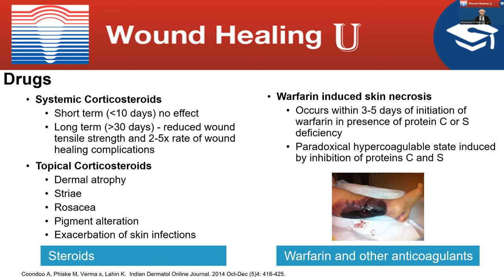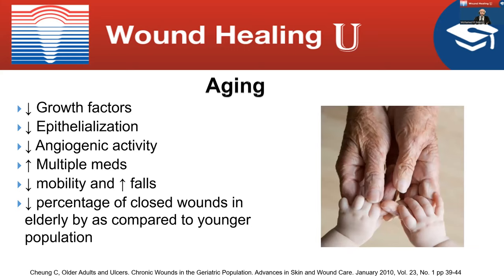Another drug most commonly used in older ages as well is warfarin and other anticoagulants. Within 3 to 5 days of initiation of warfarin, in the presence of protein C and S deficiency, the skin will resemble this picture and result in skin tears. Moving forward, a very important and determining factor for skin tears is the aging process, which is accompanied by a lot of comorbidities, mostly decreasing growth factors, epithelialization, and angiogenic activity. It is also associated with taking many medications, decreased mobility, and increased susceptibility to falls. This leads to a decreased percentage of closed wounds in the elderly as compared to the younger population.